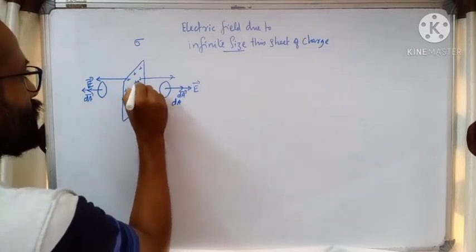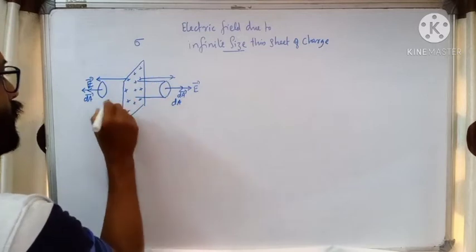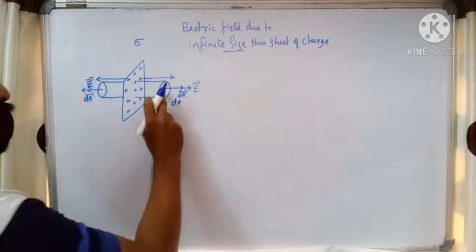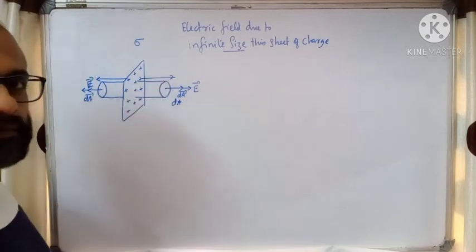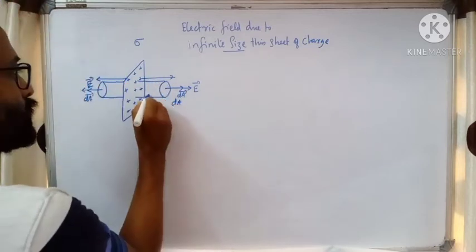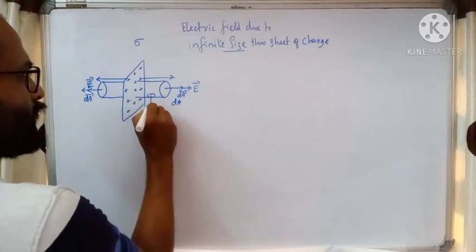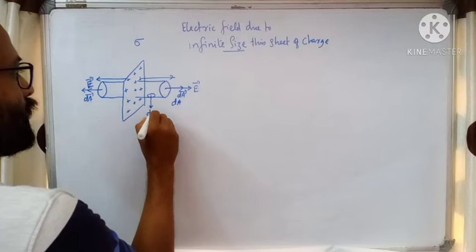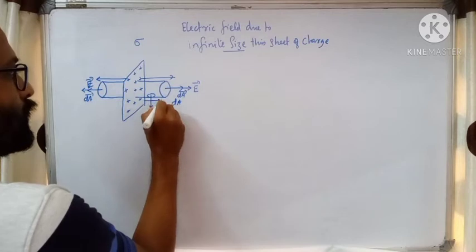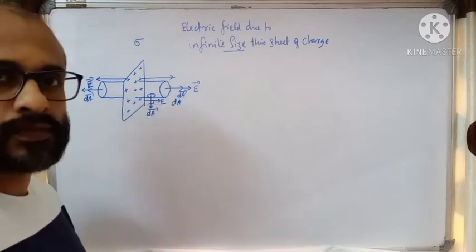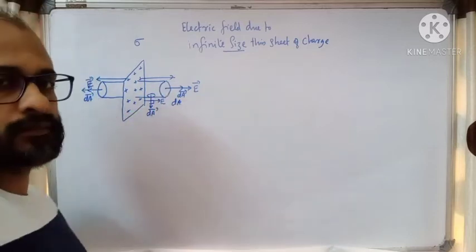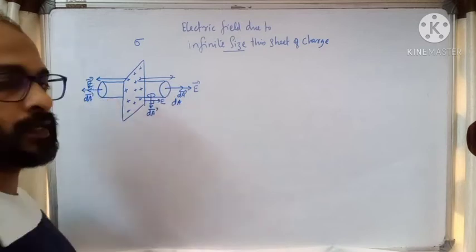Imagine a cylinder passing through it. So this is the curved face of the cylinder. Through these two flat faces there is electric flux passing. But through the curved face there is no electric flux passing, because if you just take a small area on the curved face, this is the area vector dA, and the electric field is along this direction. What is the angle between them? The angle is 90 degrees. So there is electric flux passing only through these two flat faces.